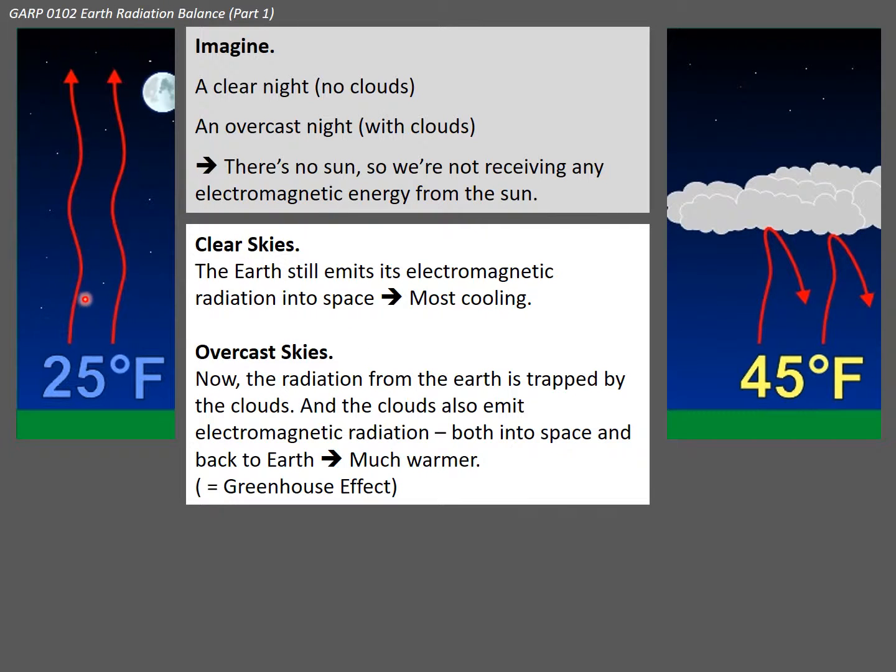So when it's nice and cold outside, you can see the moon, and you can see the stars, the greenhouse effect isn't that strong because there's no clouds. If it's overcast, the greenhouse effect is stronger because clouds are there, acting as an additional blanket.